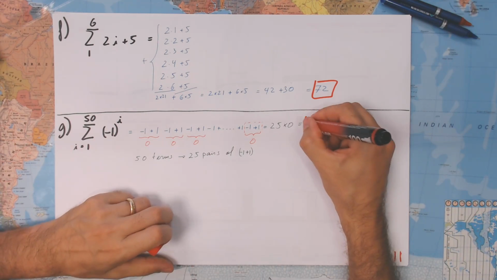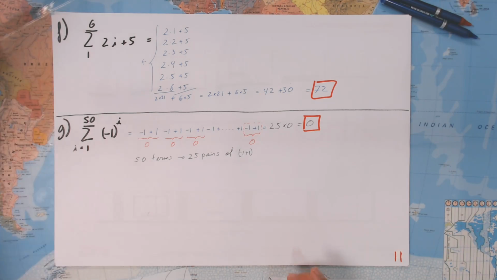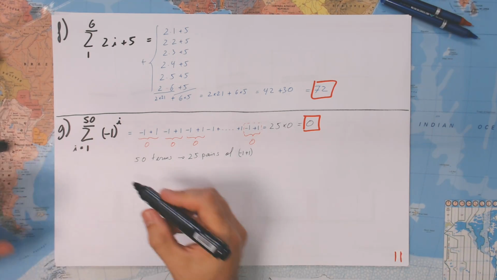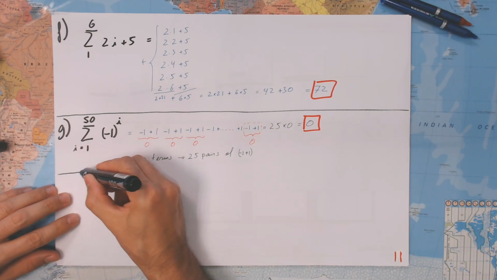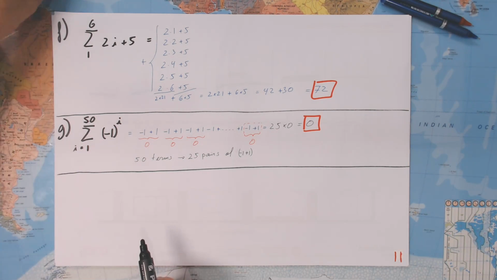Okay? Those questions are very easy to do and very easy to miss. It is the easy ones that usually we make mistakes on, right? F, G, H.